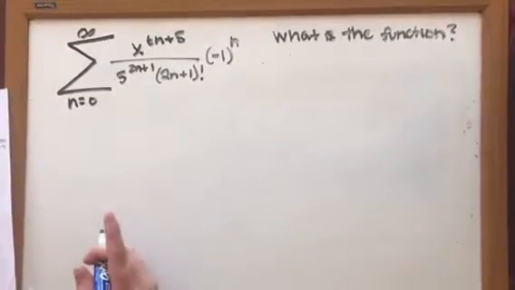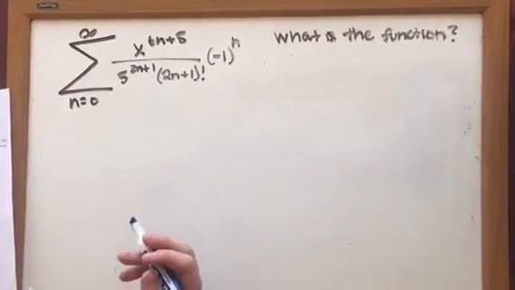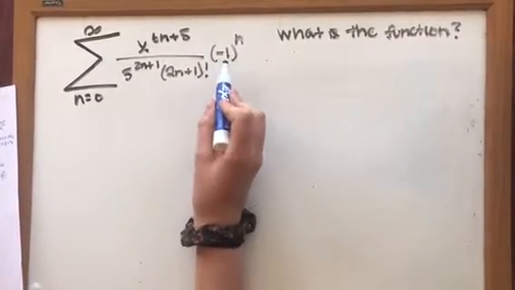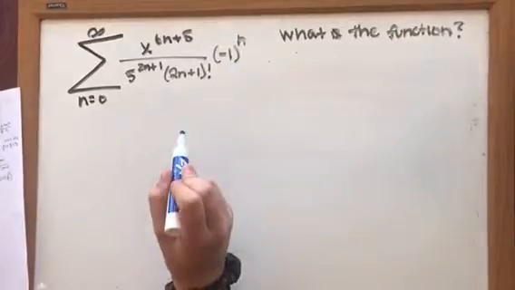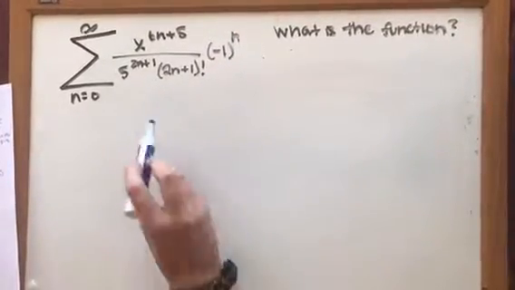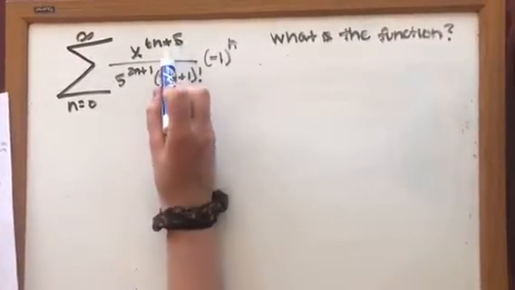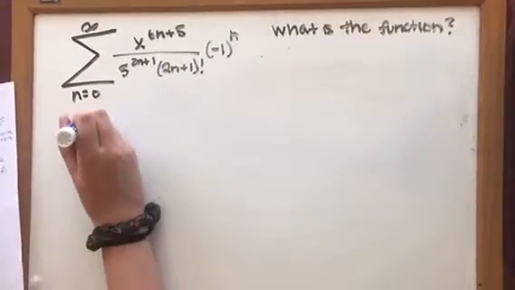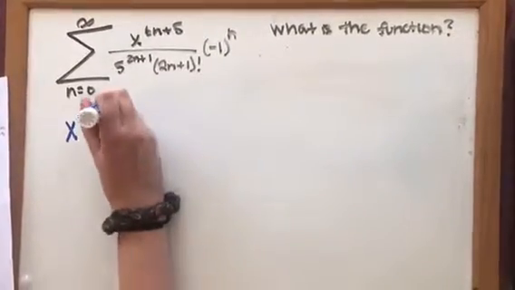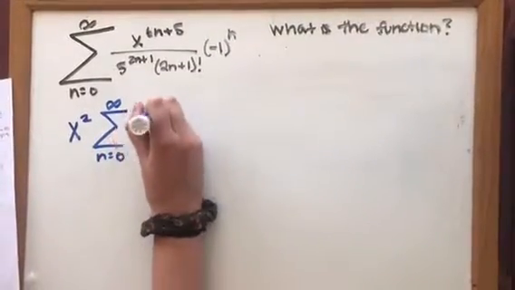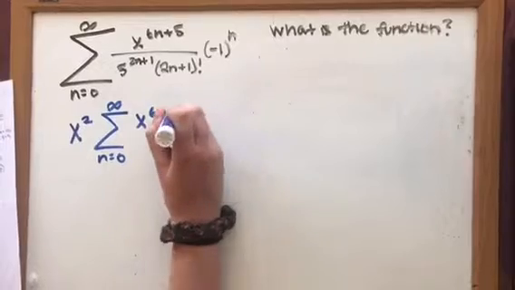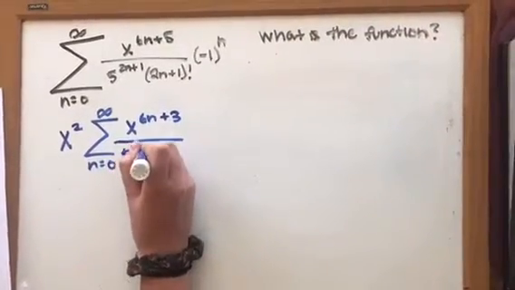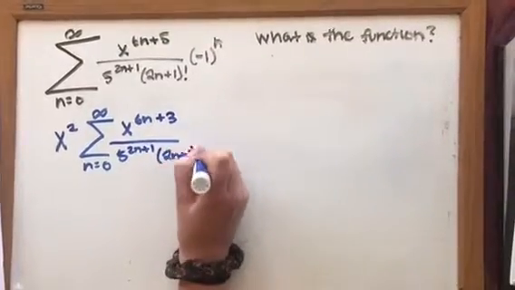So for this problem, we're asked, this is the power series representation of which function? So already we can see that this 2n plus 1 factorial and the negative 1 to the n look like sine. And we can manipulate it a little bit so that it fits in that category better. So the first thing we want to do is make this 6n plus 3 so we can turn that into a 2n plus 1. So we're going to take the x squared out. And so that makes this 6x to the 6n plus 3 over 5 to the 2n plus 1 times 2n plus 1 factorial.